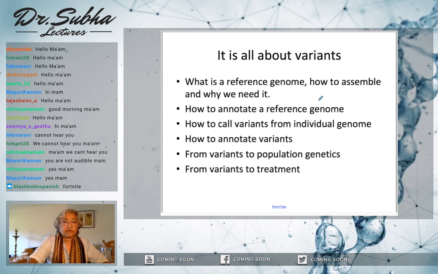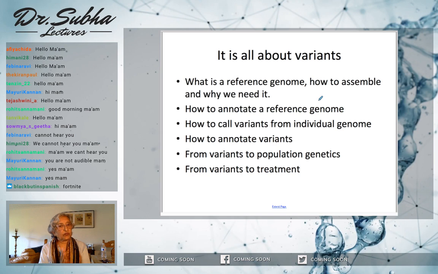Okay. So for variants, what did we do so far? We said we need a reference genome to call variants. So we did what is a reference genome, how to assemble it. We did why do we need it? Why do we need to assemble a genome? And why do we need variants anyway?